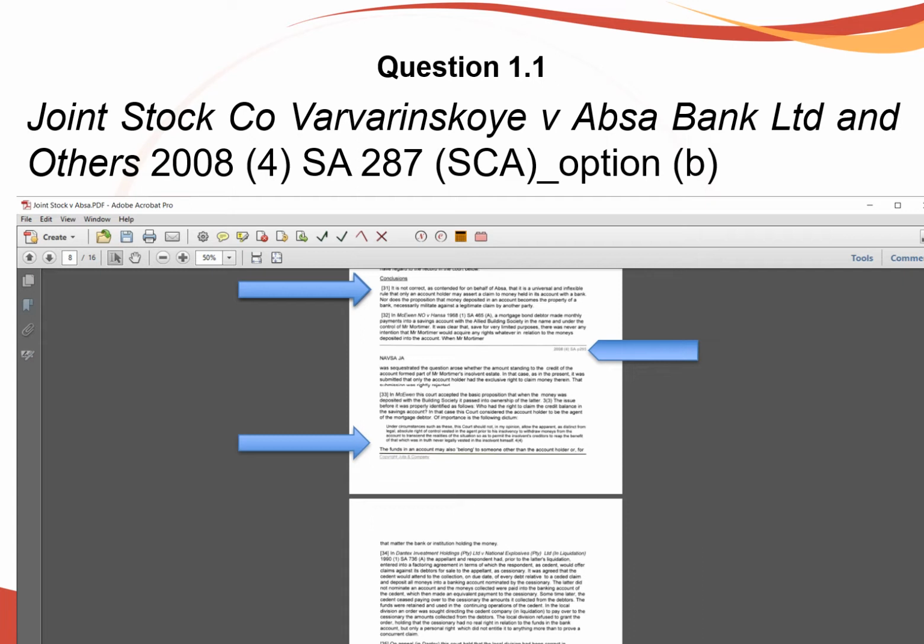Do you agree with me that there is no way that you could have had an answer that said find the answer on, for example, page 7 or page 8? You count from page 287 onwards and you use the referencing in the case itself.